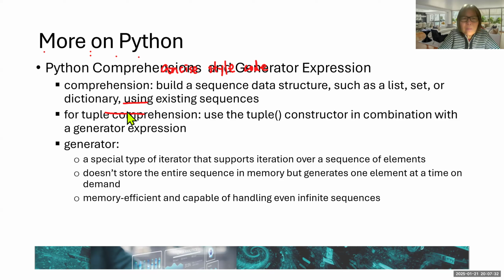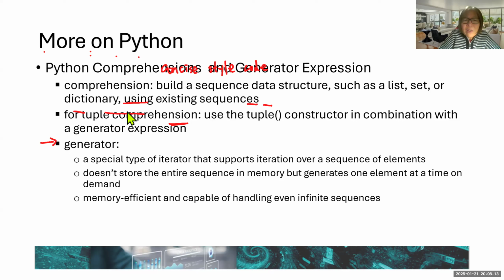So we can have list comprehension, set comprehension, and dictionary comprehension. This is another way to create those sequence data structures. For tuple, there is no direct tuple comprehension, but you can use tuple with some generator expression to do some kind of tuple comprehension, but it's not a tuple comprehension. There is no such thing.